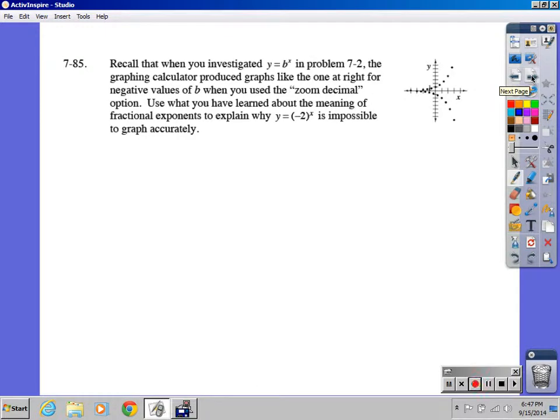Recall we investigated y equals b to the x. If it was 2 to the x, and then we flipped it to a negative 2, it's actually impossible to graph that accurately because a negative 2 to the first is a negative 2, a negative 2 squared is a 4, and then a negative 2 to the third is a negative 8. So it keeps flipping back and forth across the x-axis, making it not a function that we can graph.